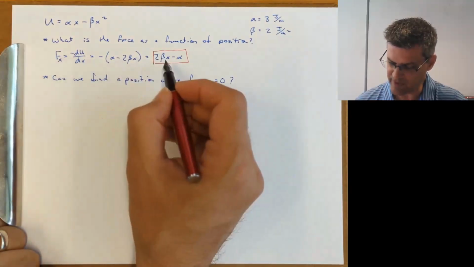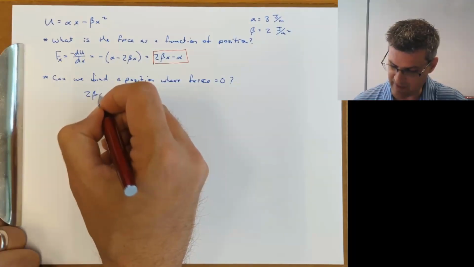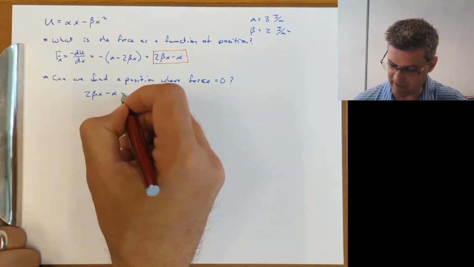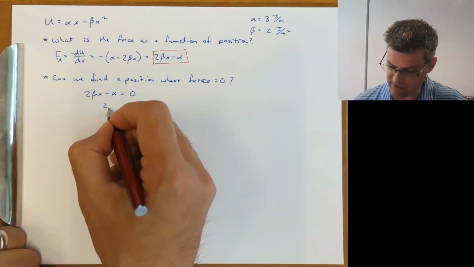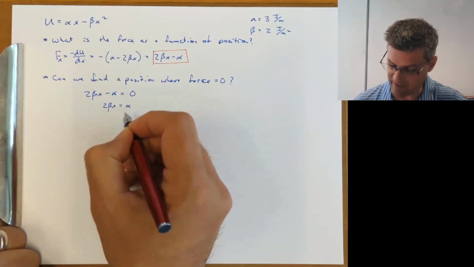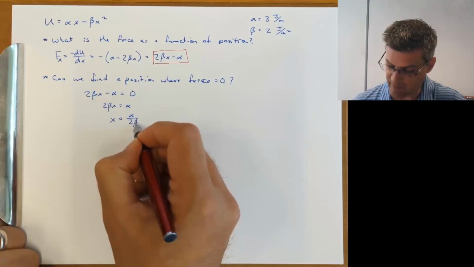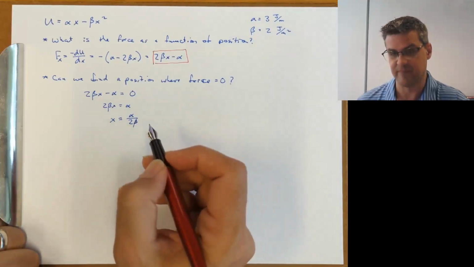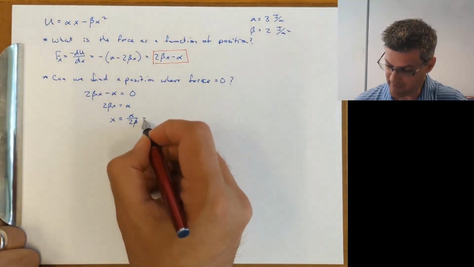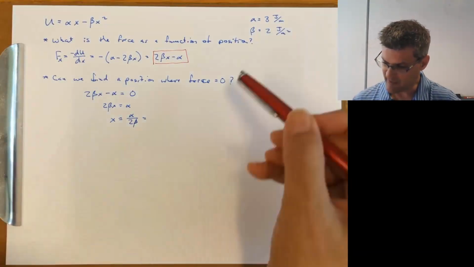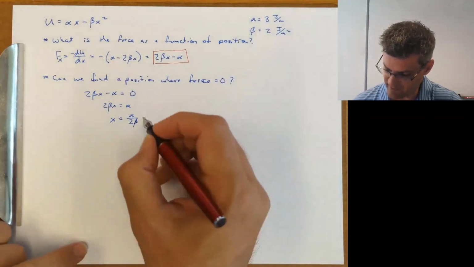And so we can find force equal to 0 by taking this thing here, 2 beta x minus alpha, and setting it equal to 0. So from this, 2 beta x is equal to alpha, x is equal to alpha over 2 beta. At this position, our force will be equal to 0. And if we wanted to plug in some numbers, alpha is 3, 2 beta is 4, this is 3/4.